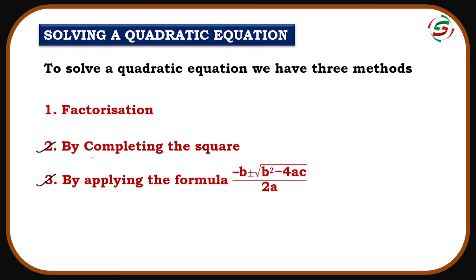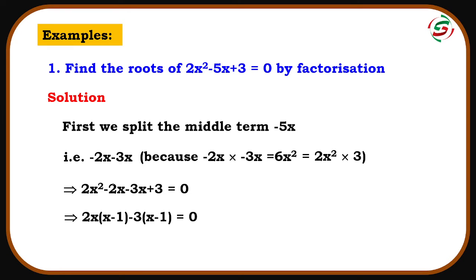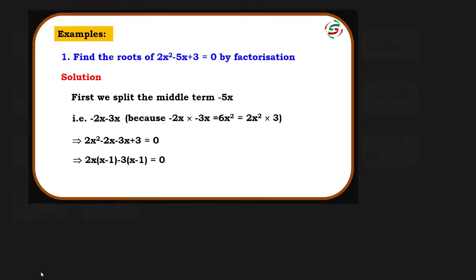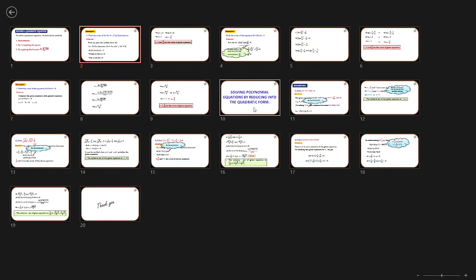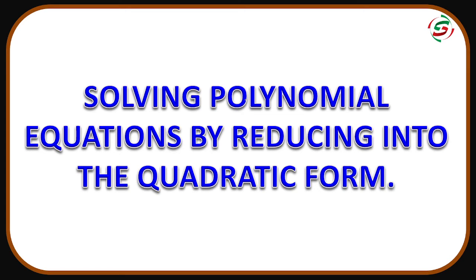First one is already over, so no problem. We shall go for the second method and third method, that is, by completing the square and by applying the formula. All these problems we have already solved in the previous session, and you can go through them and understand the problems. Now we can go for the method of solving polynomial equations by reducing them into the quadratic form.